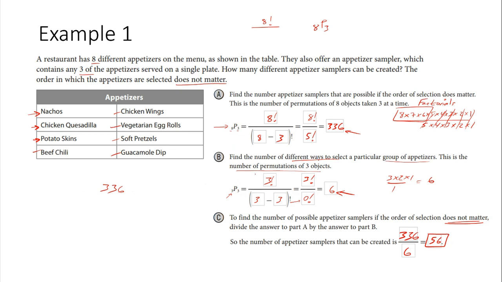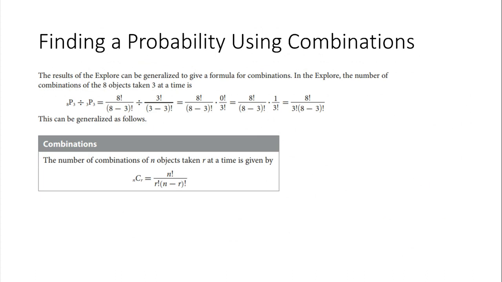Okay, so basically, what we did here for part C was we had 8 picking 3 divided by 3 picking 3 to get part C. Note that, and we're going to cover it and explain a little bit further. So, finding a probability using combinations. Again, we took 8 pick 3 divided by 3 pick 3. Now, that was because order does not matter.